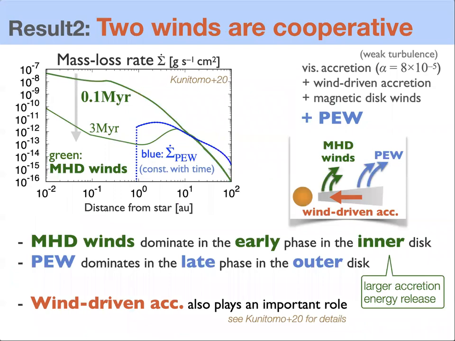Finally, this figure shows the mass loss profile of the MHD disk winds and photoevaporation rates shown by the green lines and blue lines, respectively. We can see that MHD disk winds dominate in the early phase in the inner region. On the other hand, photoevaporation is dominant in the late phase in the outer region. So we conclude that these winds are cooperative, and both winds should be considered in realistic disk evolutionary models.